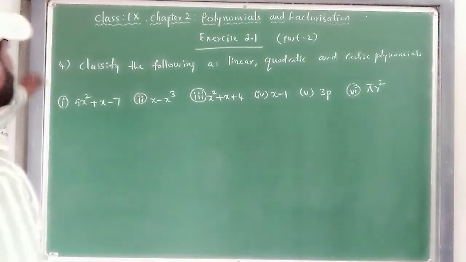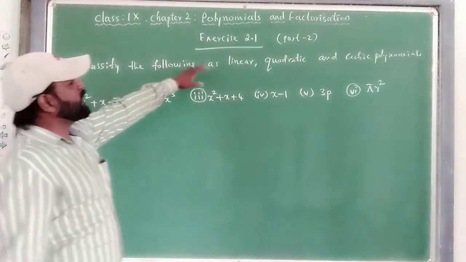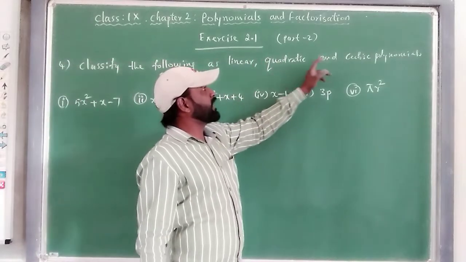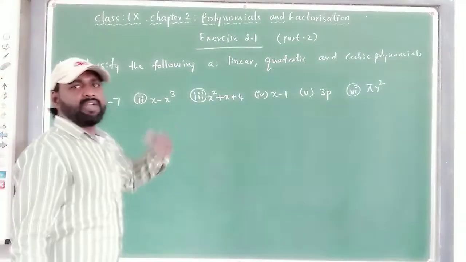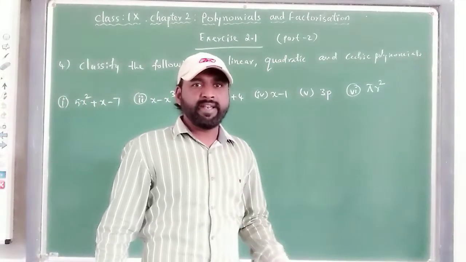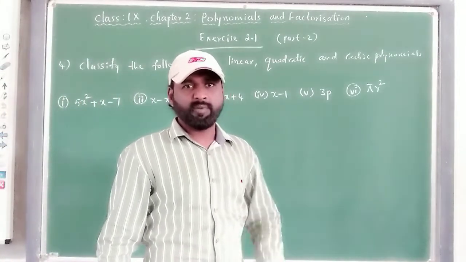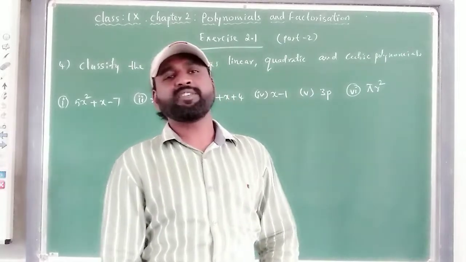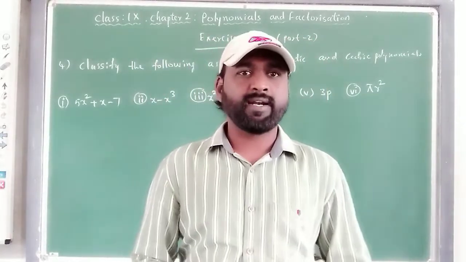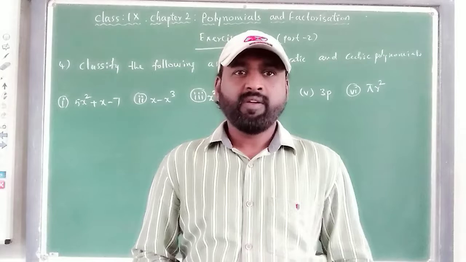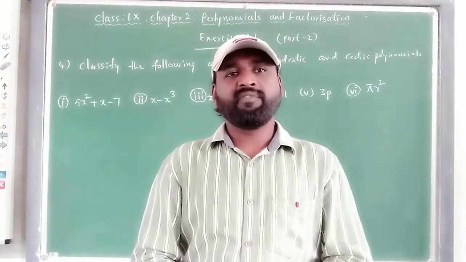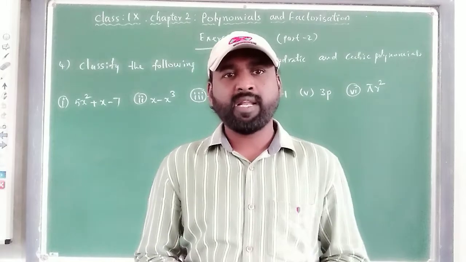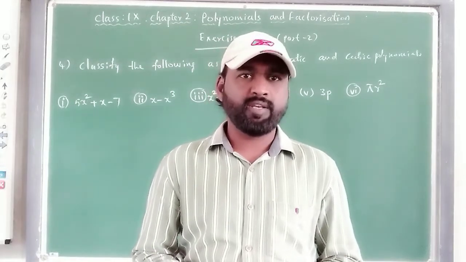See the next question. Classify the following as linear, quadratic and cubic polynomials. There are some polynomials given. We have to classify them, which is linear, which is quadratic, which is cubic polynomial. How do we classify the polynomials as linear, quadratic and cubic polynomial? We already discussed in our previous session. Based on the degree of the variable only, we can name the polynomial as linear, quadratic or cubic or fourth degree, fifth degree, nth degree.